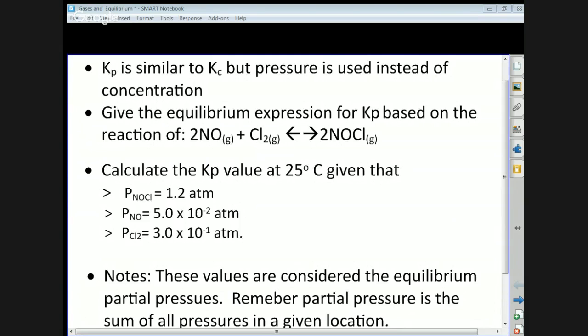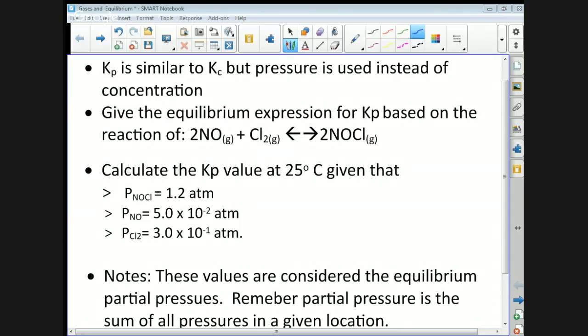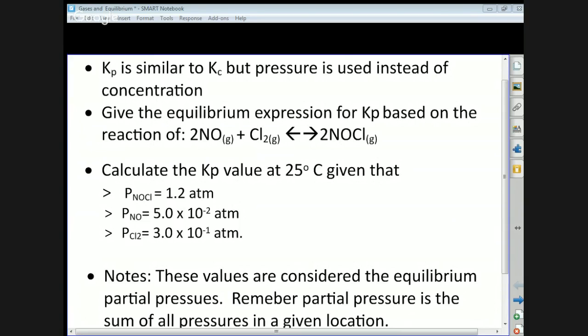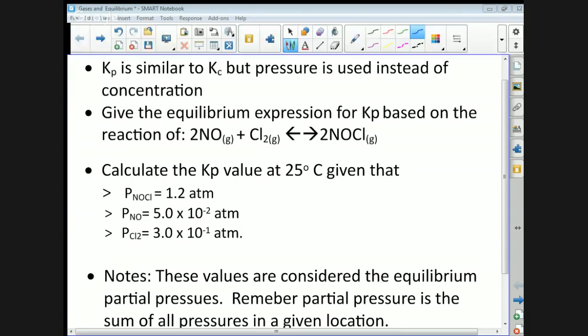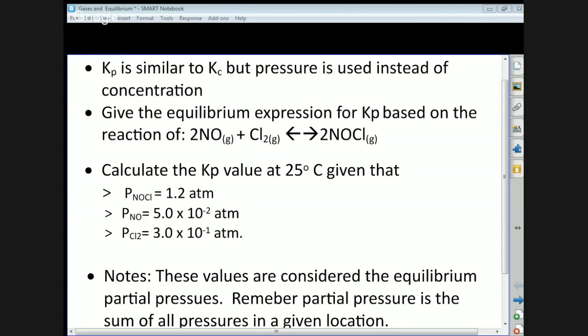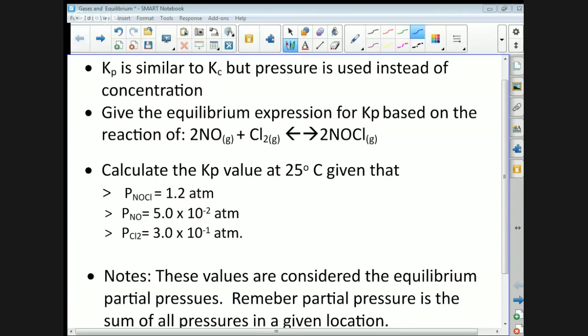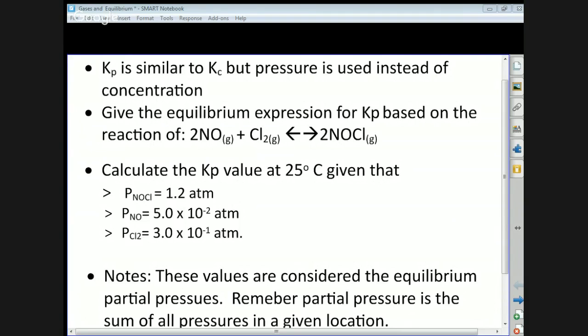I'm still going to use products over reactants, but this time my KP is going to be equal to a pressure value. As my subscript on my pressure value, I put whatever the compound is, NOCl, and this one happens to be squared. Then on the bottom I put my reactants, pressure of NO, which also needs to be squared. Those both are squared because of the coefficients in the problem. And last but certainly not least, pressure of Cl2 is my last compound. So that would be my equilibrium expression.